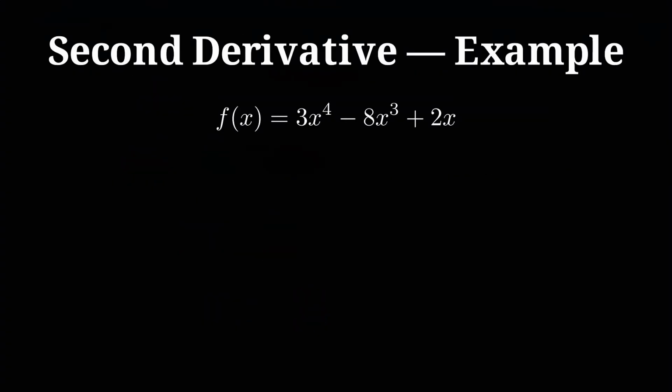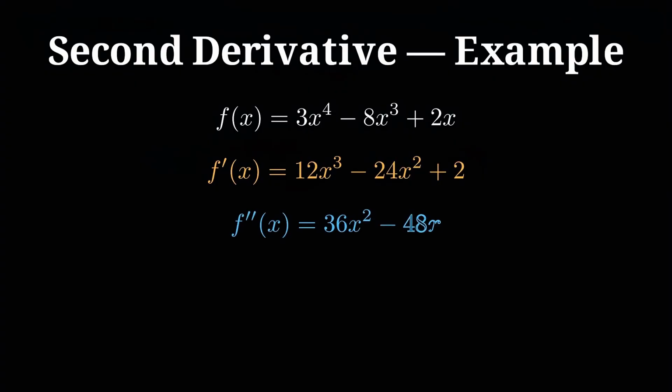Let us compute higher-order derivatives. Start with f of x equals 3x to the 4th minus 8x cubed plus 2x. Apply the power rule. F prime of x equals 12x cubed minus 24x squared plus 2. Differentiate again. F double prime equals 36x squared minus 48x. One more time, f triple prime equals 72x minus 48. Notice how each differentiation reduces the degree by 1.